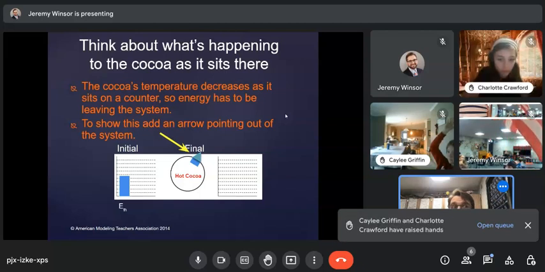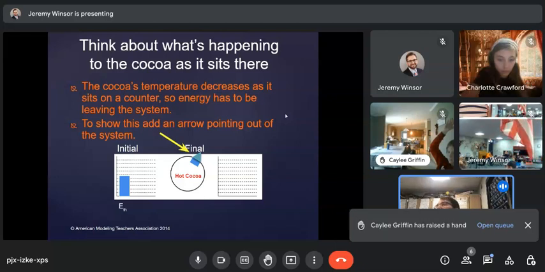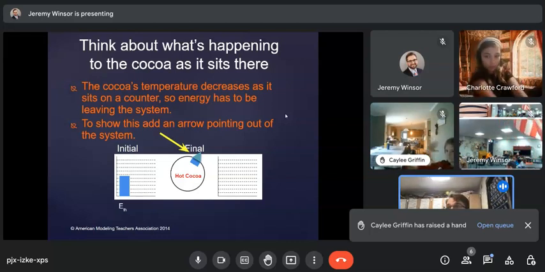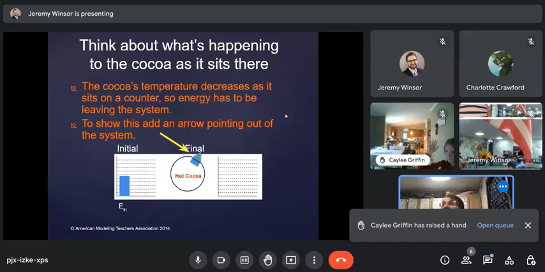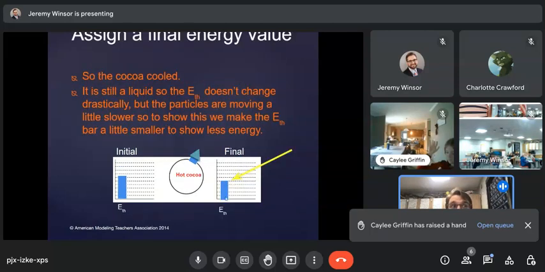If energy is leaving the hot cocoa, is our next bar for final going to be higher or is it going to be lower? Mr. Titus? It's going to be slightly lower. So we put an arrow saying the energy is leaving, and our next bar is going to be a little bit lower because some of the energy that was in the hot cocoa is leaving. Where does some of that energy go to?